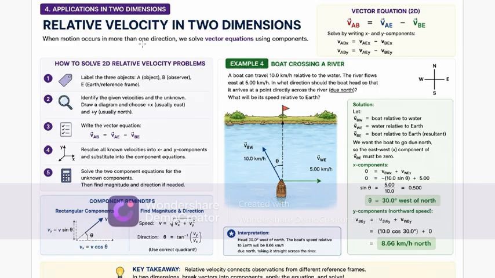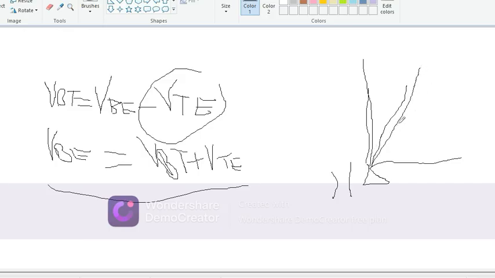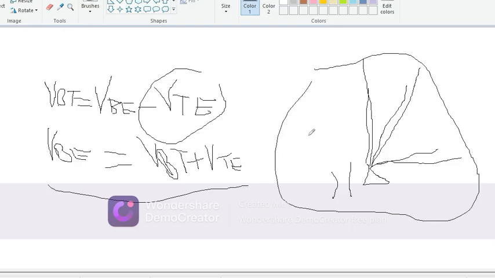When motion occurs in more than 1 direction, we solve the vector equation using components. Imagine an object, for example a boat, trying to move straight, but being pushed again to move like this. Now it's in two dimensions. We have the x component and the y component, but now the object is moving like this, which means it has an x component from here to here and a y component. That is what we call two dimensions.